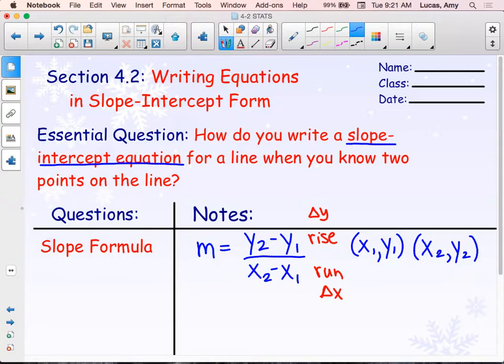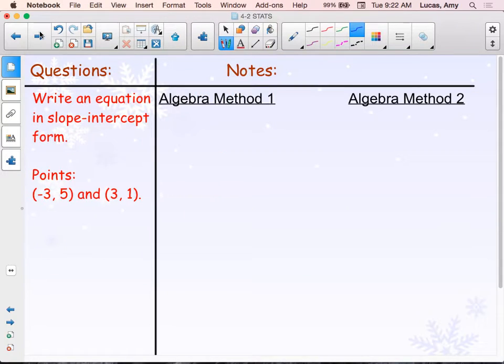Remember that labeling these ordered pairs is very important. So make sure that you label the ordered pairs. They're always xy. The 1s are just for the first ordered pair. The 2s are for the second ordered pair. Okay, I'm going to teach you 2 algebra methods to do these problems. So labeling the ordered pairs first, xy 1, 1, xy 2, 2.